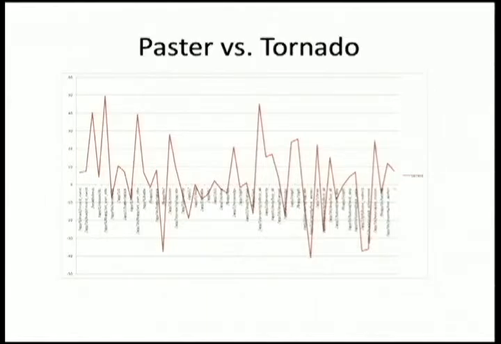The graph that you see has the type of request on the x-axis, and on the y-axis it shows by what percent Tornado does better than Paster, our existing web server.